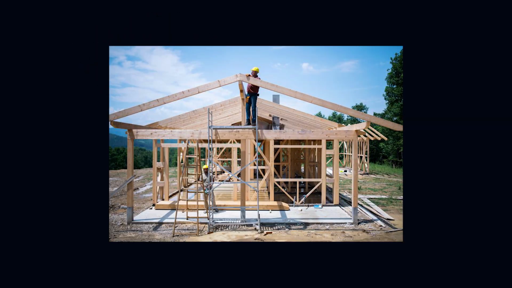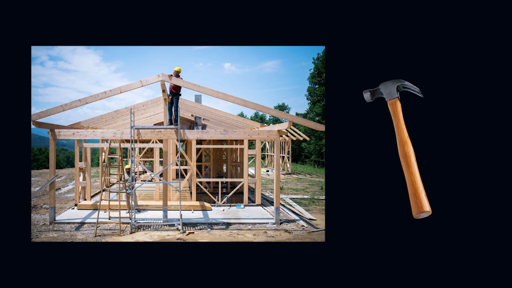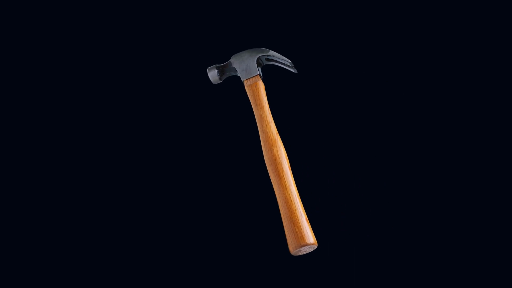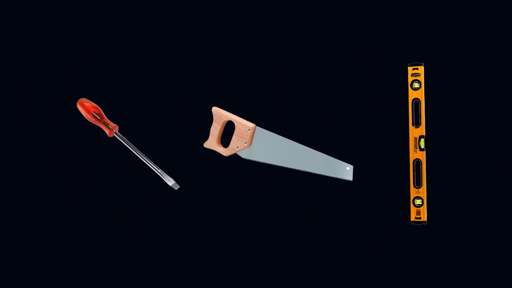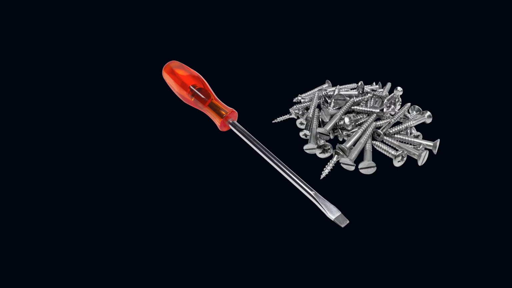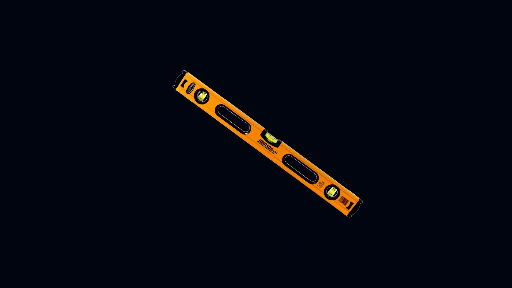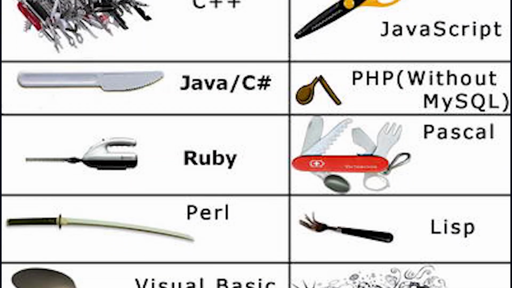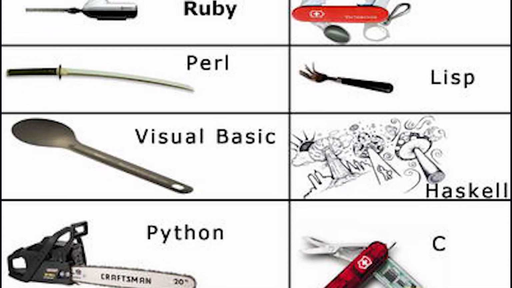Think of programming languages like tools in a workshop. You wouldn't try to build a house using only a hammer, even if it's the best hammer ever made. Each tool serves a specific purpose. Screwdrivers for screws, saws for cutting, levels for ensuring straightness. The same principle applies to programming languages. This concept was formalized by computer scientist John Ousterhout in what became known as the scripting versus system programming dichotomy.